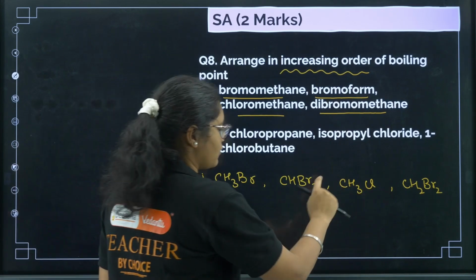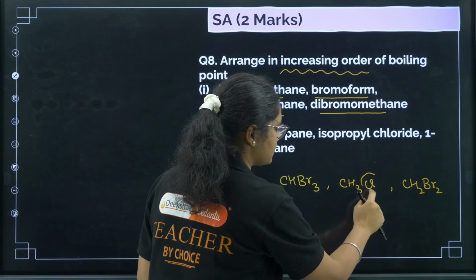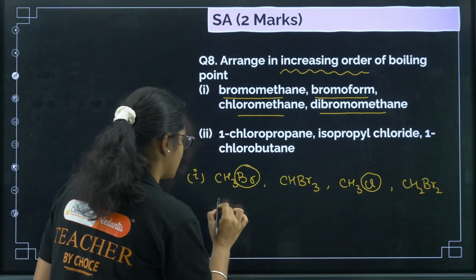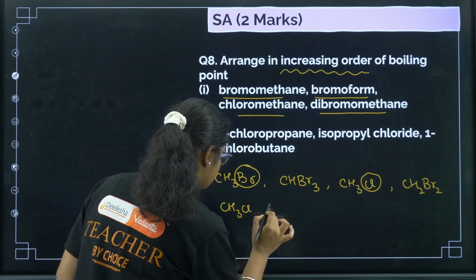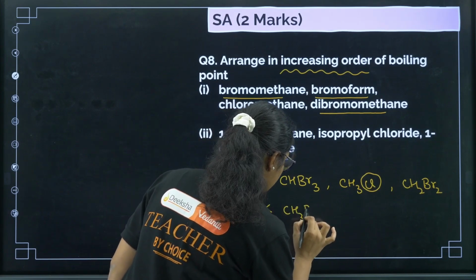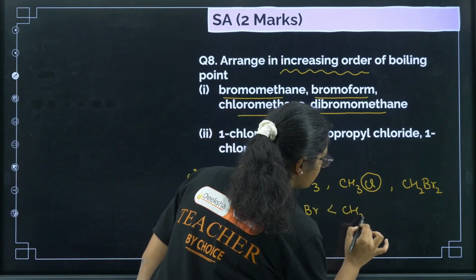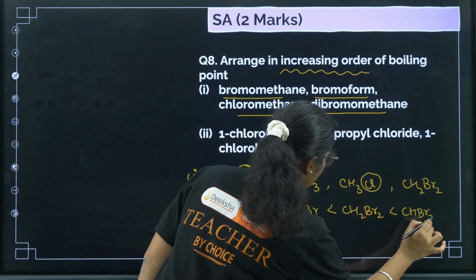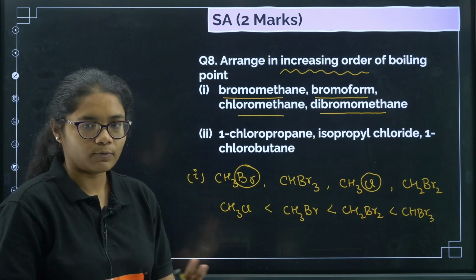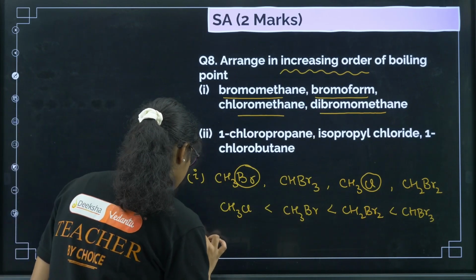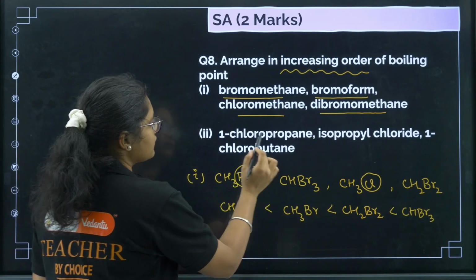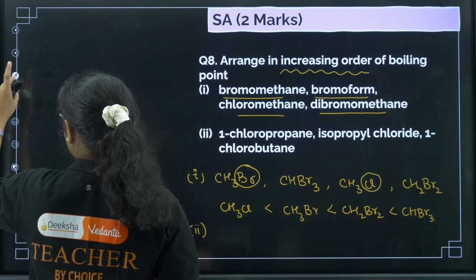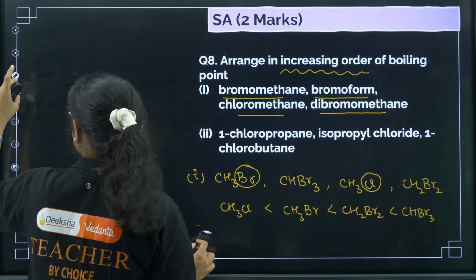So if you see here, all are having 1 carbon, here there is 1 chlorine and here there is 1 bromine. Chlorine mass is least, so chlorine will come first, so we will have CH3Cl, then CH3Br, then CH2Br2 and then finally CHBr3. Clear? I hope all of you are getting this. Okay, now the second point: 1-chloropropane, isopropyl chloride and 1-chlorobutane.